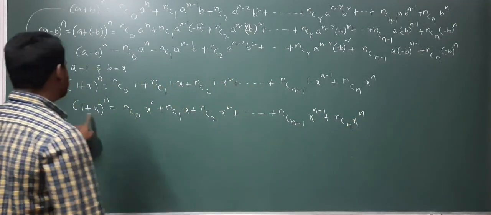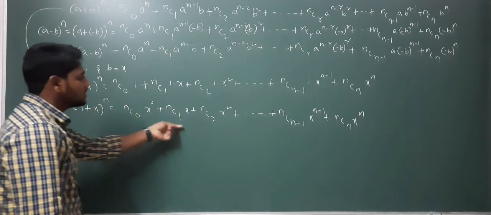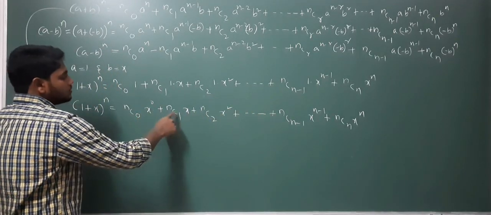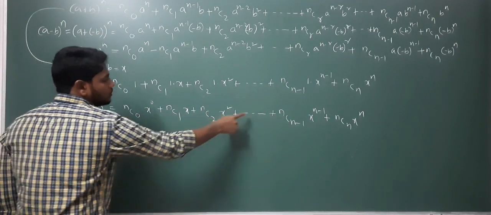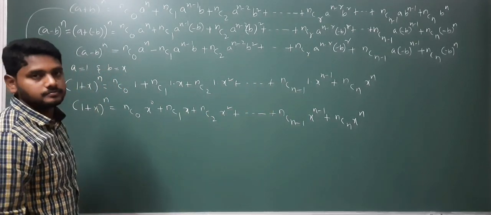If you observe in this (1 plus x) whole power n, the binomial coefficients are NC0, NC1, NC2, and so on. The x power is also the same: x power 0, x power 1, x power 2, and so on. So this is about (1 plus x) whole power n.